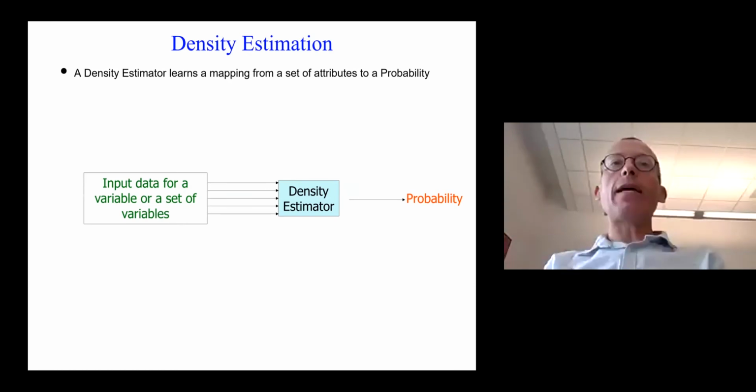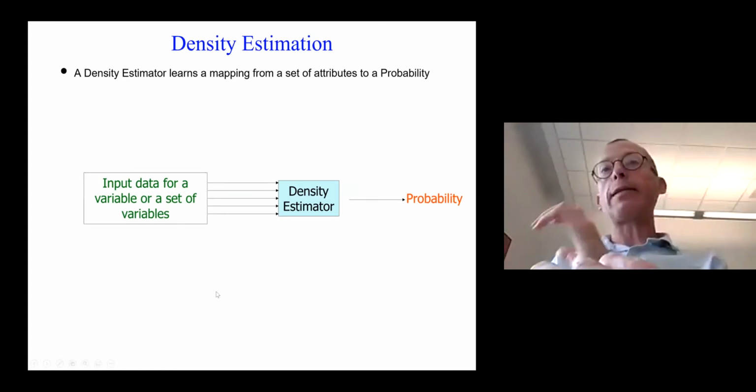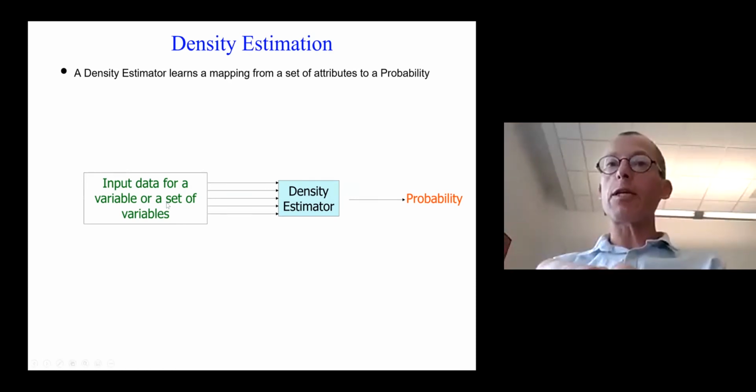Okay, so we have an input, a set of values, right? So in this case, we just rely on the set of observations. We have a density estimation method, an algorithm, basically, and we get out probabilities. That's the goal of this algorithm.